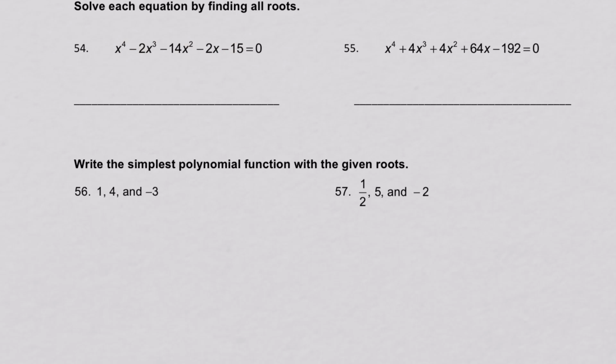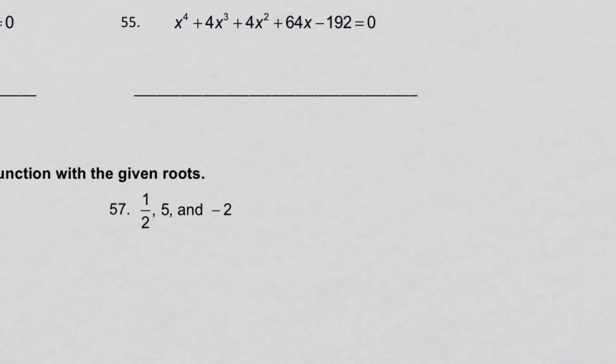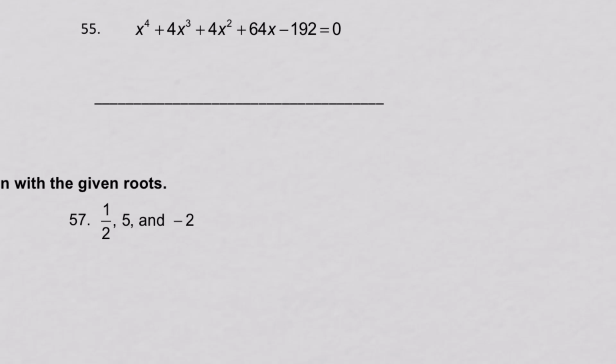Okay, so let me work on 55. 54 is exactly the same sort of steps. Just follow the steps as I do it on 55, and you should be able to handle 54. So watch, here we go. First, I'm going to set it up for synthetic division. So that means that I'm going to write 1, 4, 4. It's already in standard form, so I don't have to stress about that. 64 and -192.